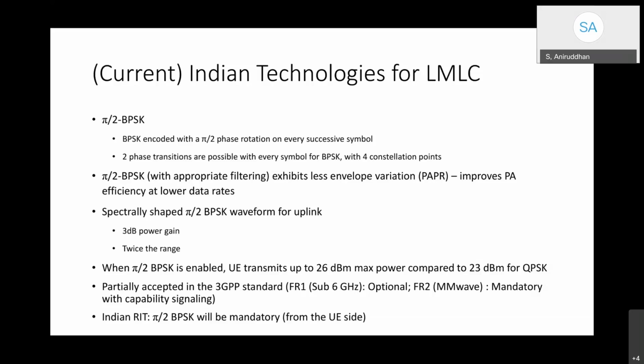So this means it turns out that the lower the PAPR, the more power that the PA can put out, and higher will be the efficiency of the PA. Okay, so in India, pi/2 BPSK will be mandatory for the LMLC use case. Across the world, for the sub 6 gigahertz, it will be optional, but for the millimeter wave case, it will be mandatory as long as the network and the cell phone can handle it. So for the first time, a truly Indian technology is part of the 5G standard.